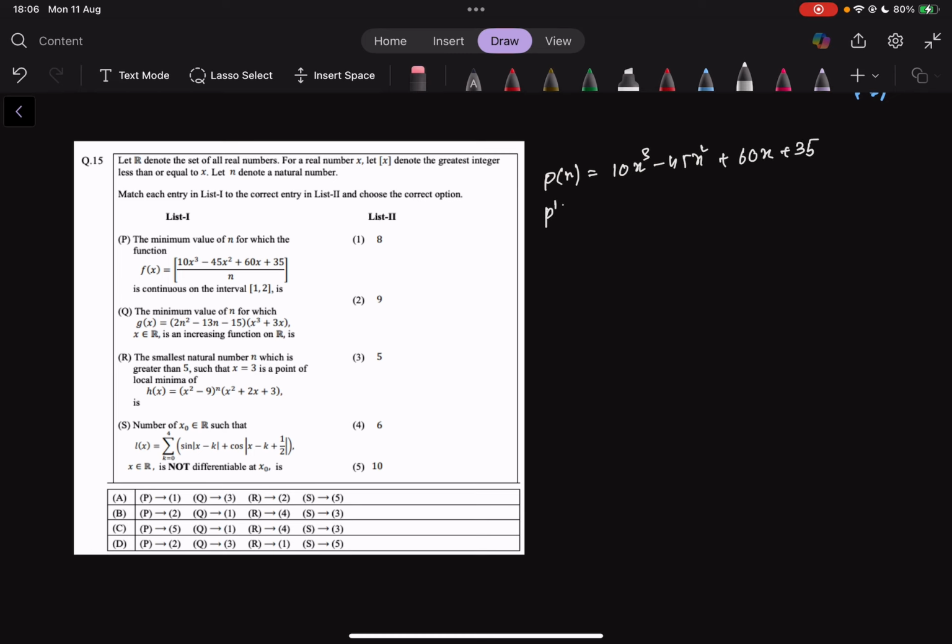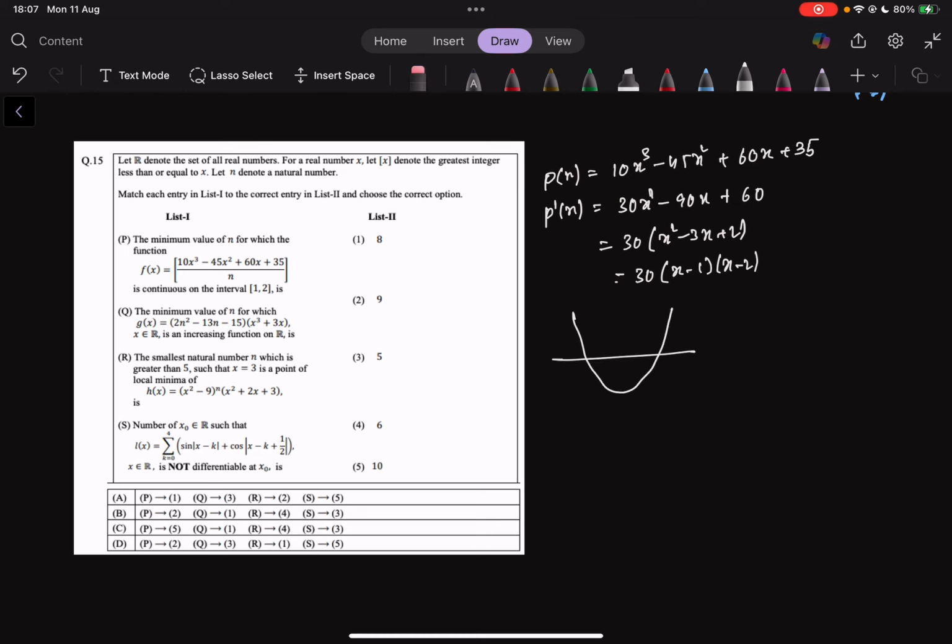So now p dash of x will just be 30x square minus 90x plus 60. So that means it is nothing but 30 times x square minus 3x plus 2. So that means it is 30 times x minus 1 into x minus 2. So if we see the differentiation of this p of x, at 1 and 2 it is 0. So that means this p dash of x is less than 0 if x belongs to 1 to 2, and this p of x is decreasing. So we can say it is decreasing in 1 to 2.